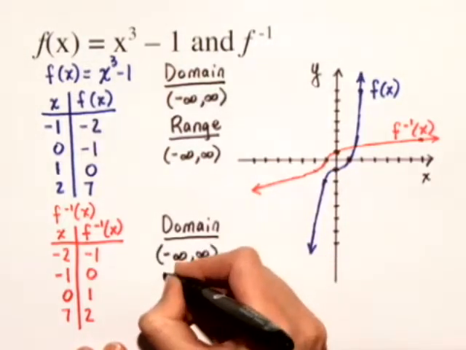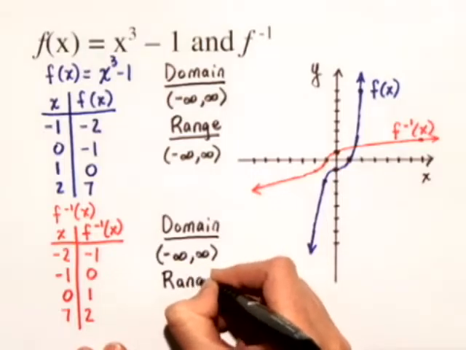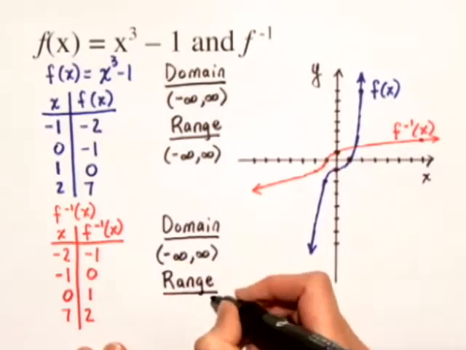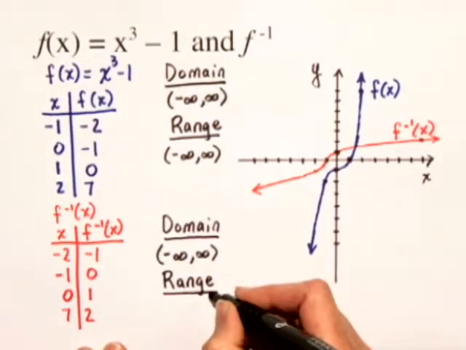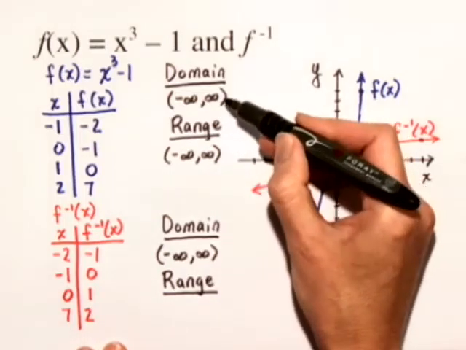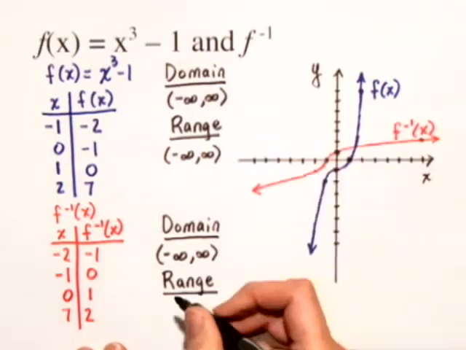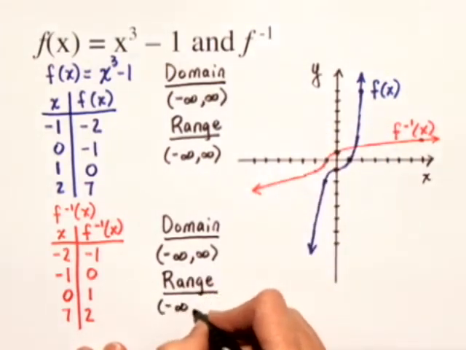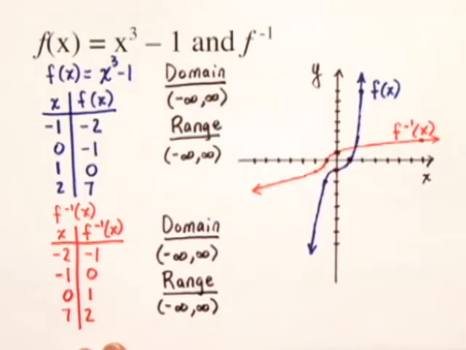Now let's talk about the range of this inverse function. Again, we can look at the graph and we can see that it goes from negative to positive infinity for y values, or we can use the fact that the range of the inverse function is always exactly the same as the domain of the original function. In this case, it's from negative to positive infinity.